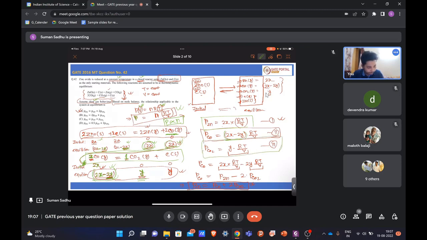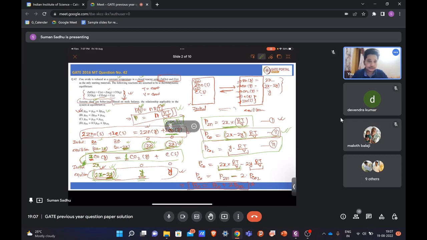Now, if you take this equation, that is P_CO, and if you split it up, you will find that 2x into RT by V is nothing but P_Zn. 2x into RT by V is P_Zn. And this is 2 into P_CO2. So you can rearrange it and you will find that P_Zn is equal to P_CO plus 2 P_CO2. So the correct answer for this question is option A.